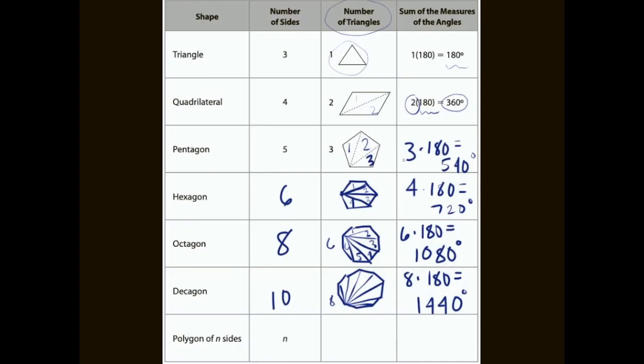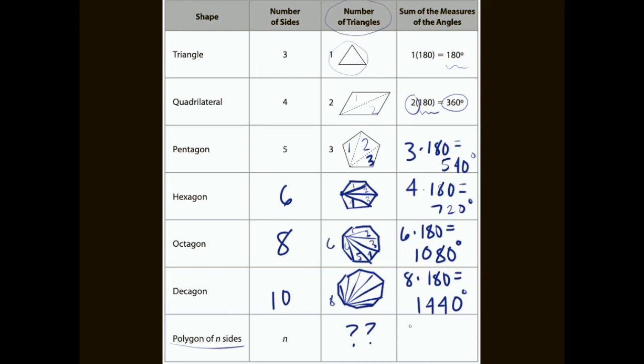So your table should look something like this. An octagon's sum of all of the interior angles is 1080, and the sum of the interior angles of a decagon, which has 10 sides, is 1,440. But when you get down to this one that says polygon of n sides, we don't really know how to draw that. We don't know how many sides we have.